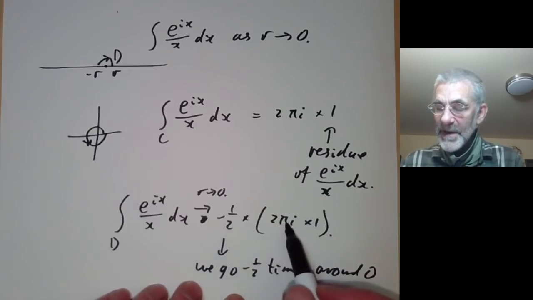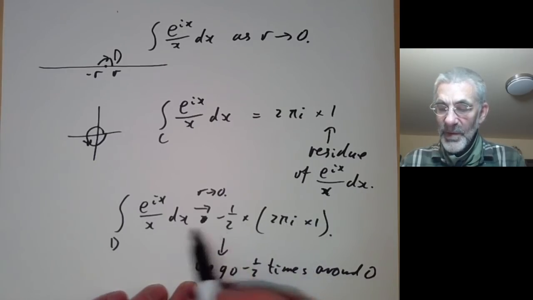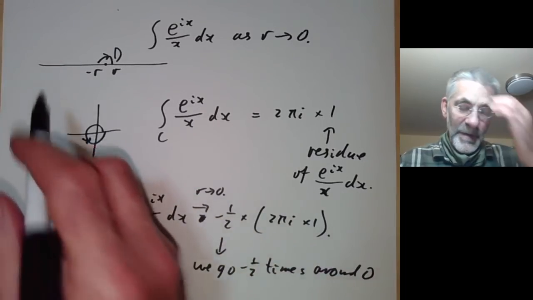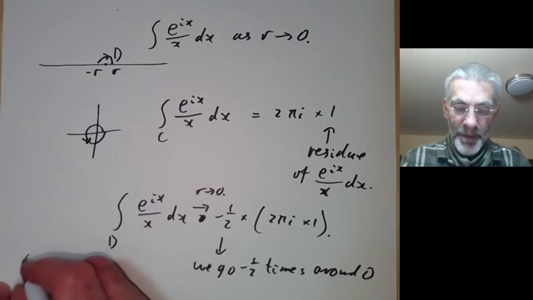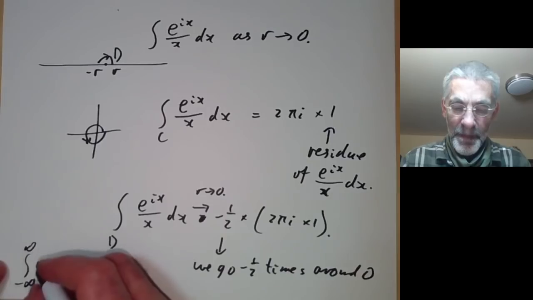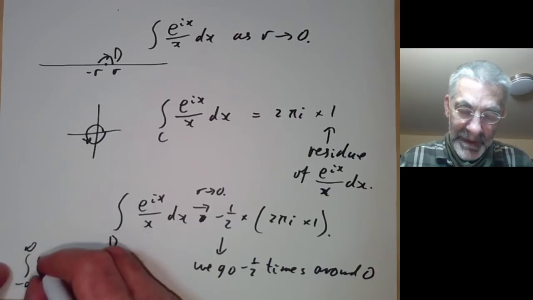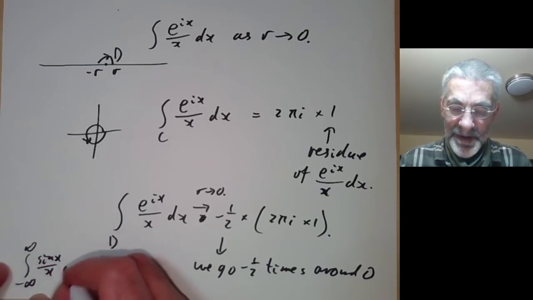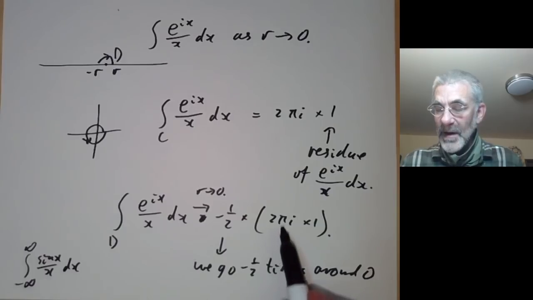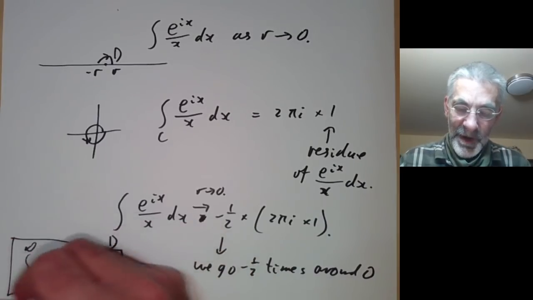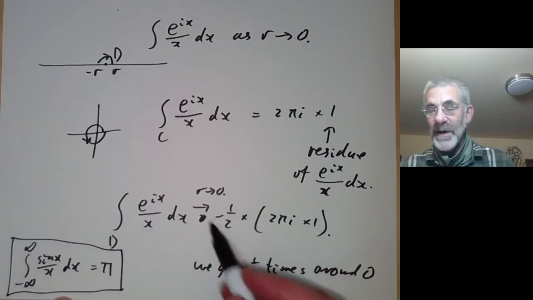But meanwhile, this tells us what the integral here is. So the integral from minus infinity to infinity of sine of x over x dx, times i, is just going to be this thing here, which is just pi. So we've worked out our integral. All I have to do is explain why we get a minus a half there, and then we're done.